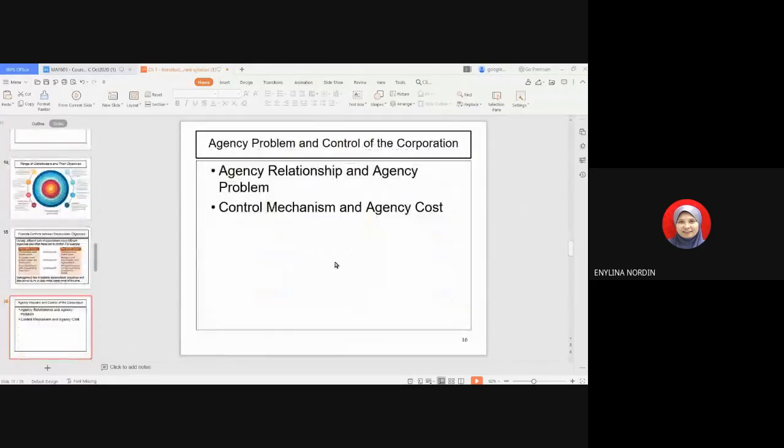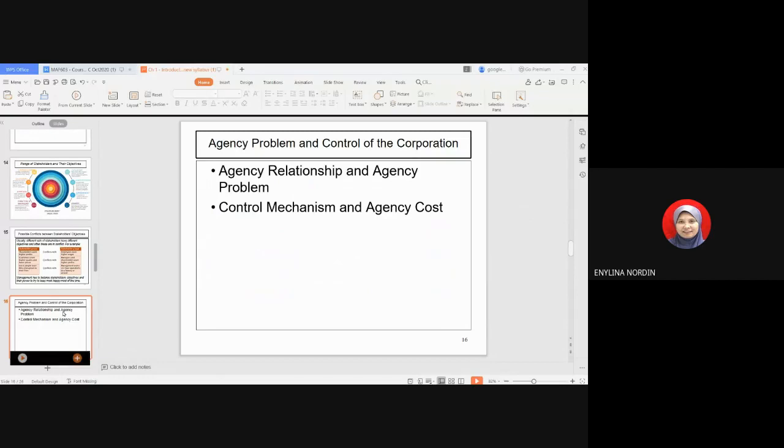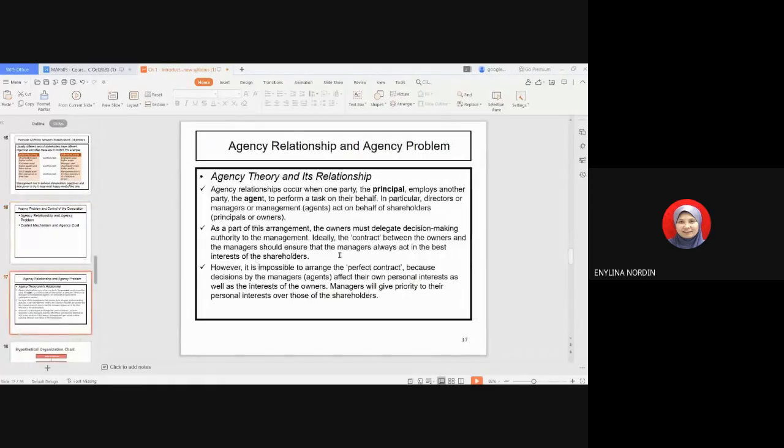Okay. Any questions so far? No? Right. So I just proceed to the next part, which is about the agency relationship. Okay. So agency relationship. This is the relationship between one party, which is the principal, and the other party, which is the agent.